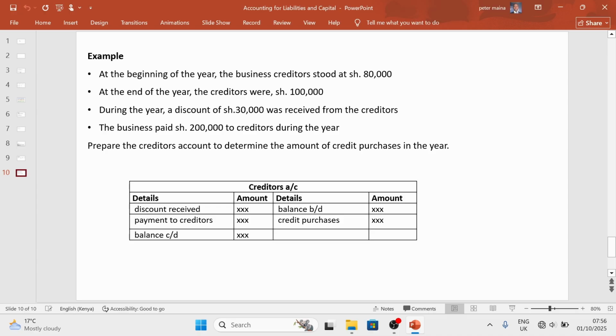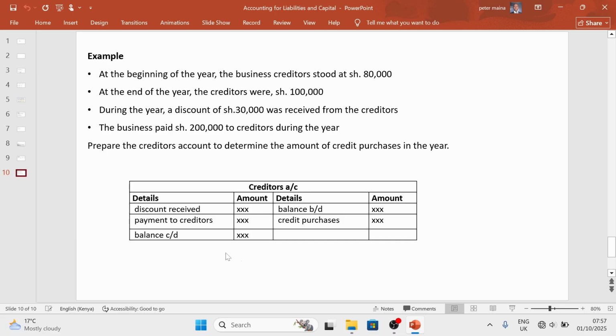So here we have an example. This example says, at the beginning of the year, the business creditors stood at 80,000. At the end of the year, the creditors were 100,000. During the year, a discount of 30,000 was received from creditors. The business paid 200,000 to creditors during the year. So prepare the creditors account to determine the amount of credit purchases in the year.